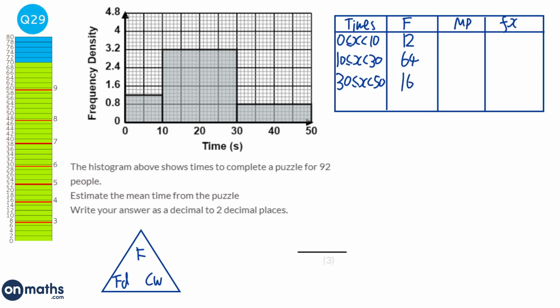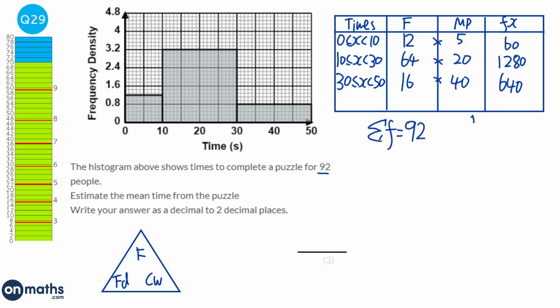Okay, so we've got our table from the histogram, and we're asked to find the mean, so hence us doing the midpoint, etc. So the midpoints are 5, 20, and 40, and then the fx, we just times these together, and that would be 60, 1280, and 640. Now, something I said earlier is that the frequency density is proportional to the frequency divided by class width. It does tell us there are 92 people, and if you do the sum of the frequencies, you do get 92. So we know that it's a one-to-one relationship.